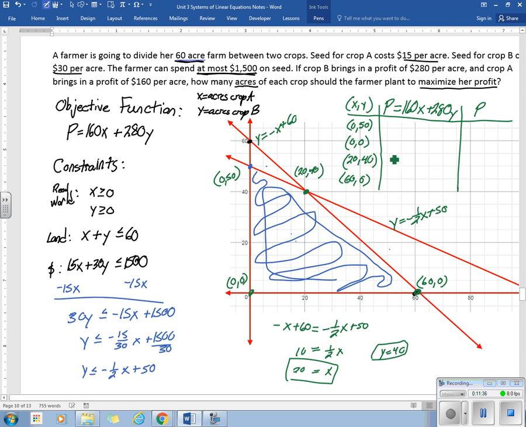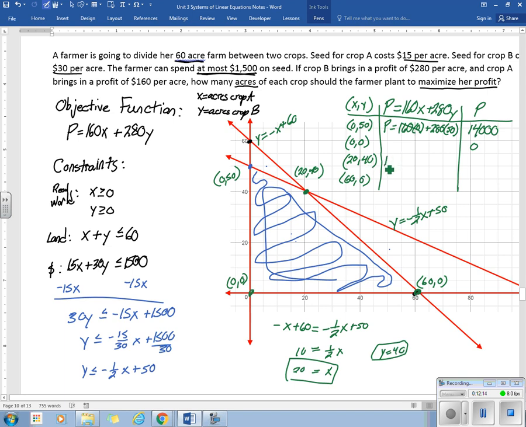So with that, let's go ahead and plug each of these in and see which one gives us the biggest P value. So we got 160 times 0 plus 280 times 50. If we just grab your calculator, 160 times 0 is just 0. 280 times 50 is going to give us a profit of $14,000. Again, 0, 0. There's no chance of even plugging that one in. It's just going to be 160 times 0, 280 times 0. So we just get a profit of 0. That's not going to be your maximum profit, right? But that would be the minimum point. At least we wouldn't lose money, I guess.